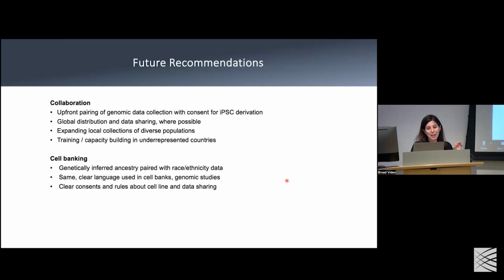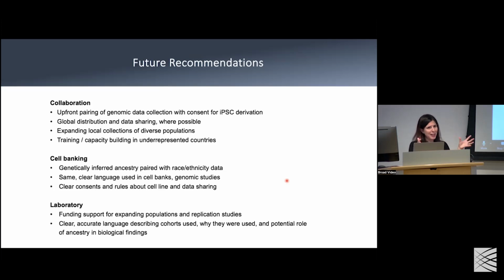It's important that the same clear language is used in cell banks as in genomic studies, to make sure that the reliability of this information is robust and translatable. And also, there need to be clear consents and rules about the use of the cell lines and the data. In what context can they be shared or not? This is something that researchers often think about at the last minute before publication, but then you can end up with cell lines where the data can't be shared, or the cell lines actually can't be shared. You get in trouble with the journal and with your funding agency. So this is something that really should be thought about upfront.